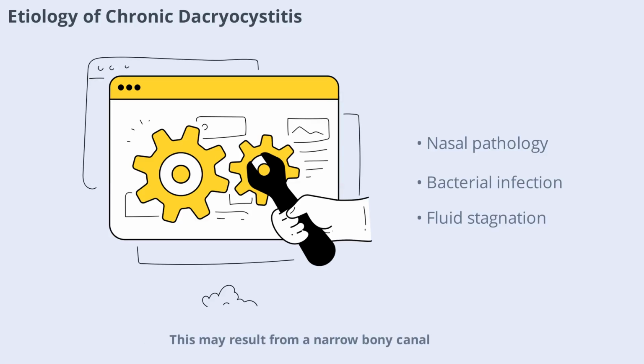This may result from a narrow bony canal, chronic inflammation of the nasal mucosa, a deviated nasal septum, hypertrophied inferior turbinate, or nasal polyps. These factors lead to stagnation of fluid in the sac, which can become infected by bacteria such as pneumococci, streptococci, or staphylococci, further aggravating the inflammation.